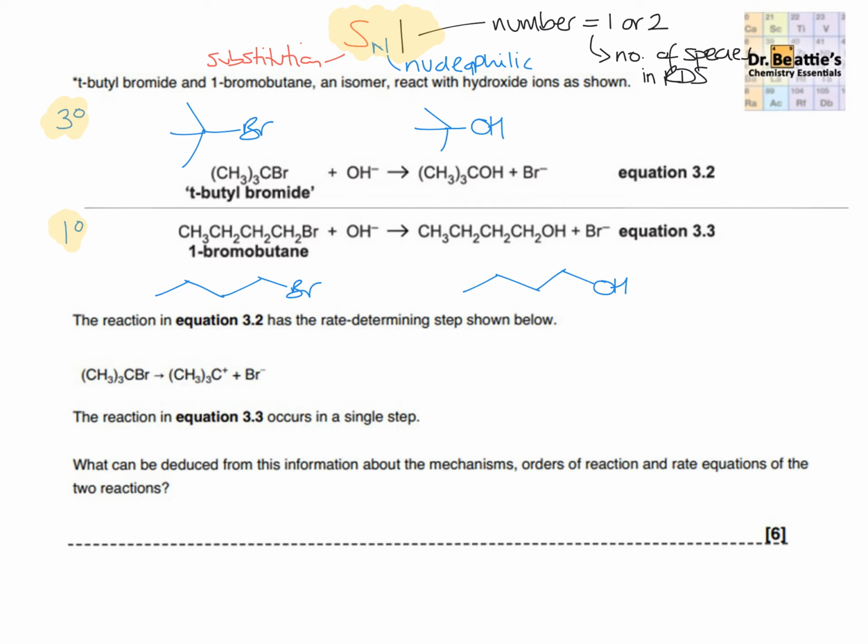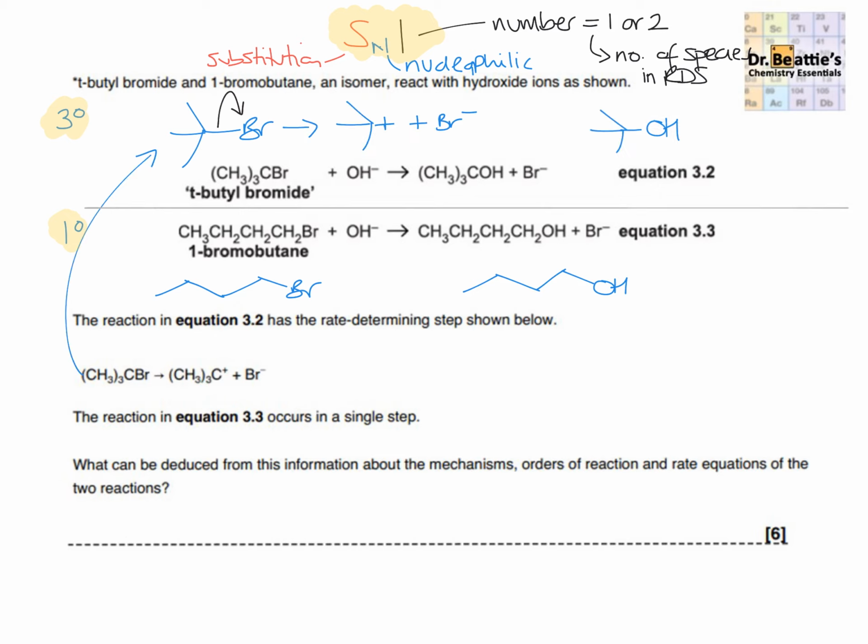Now if we then focus in on this part of the question, we're told that the equation in 3.2, which is the equation involving T-butyl bromide, has the rate determining step, or the slowest step, as this. It's the tertiary haloalkane converting into this tertiary carbocation and bromide.